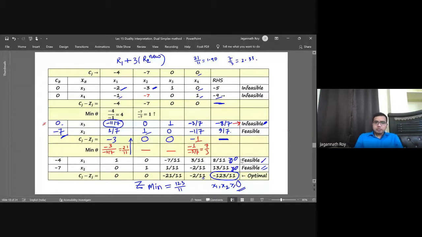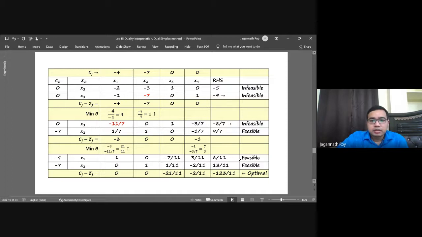Okay, so we have reached the optimal solution. Also, since we are doing the dual simplex, which is also a simplex method, we can see that this is the primal solution. The dual solution lies here. These are also solutions.